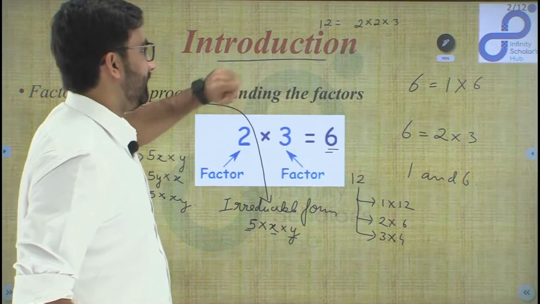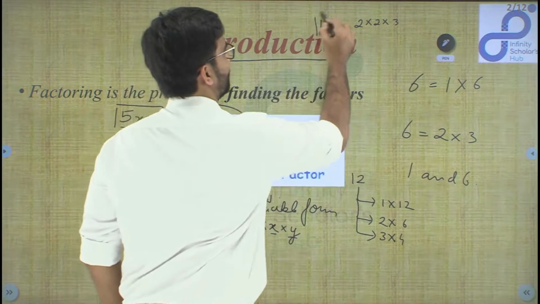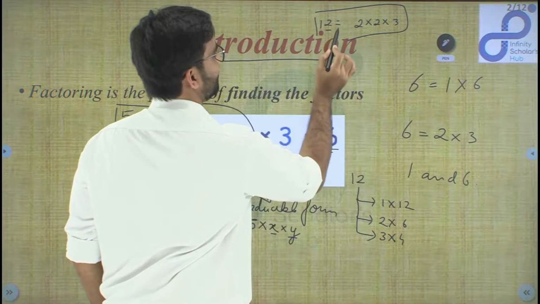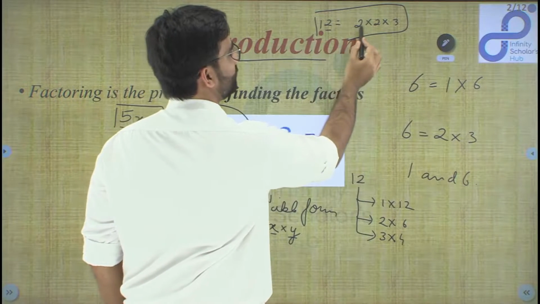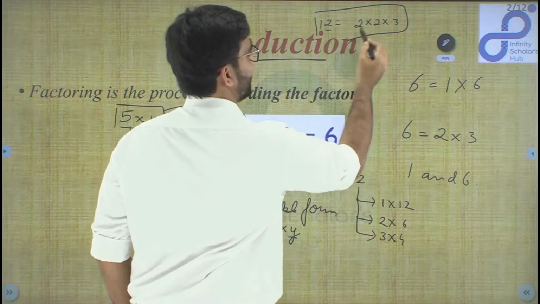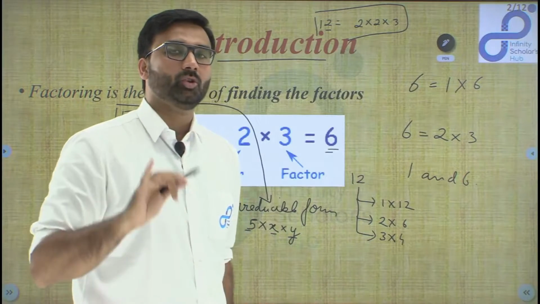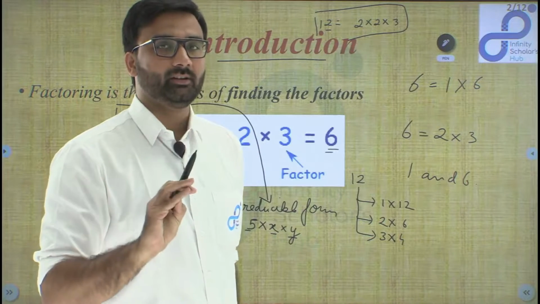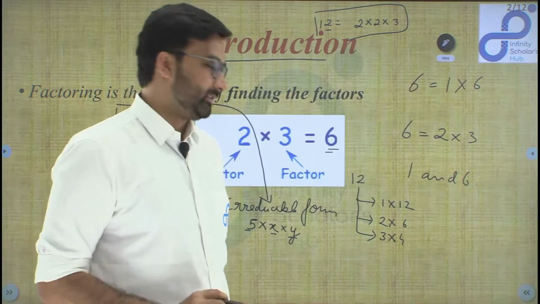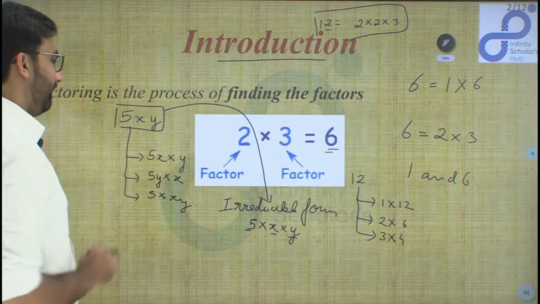This is very much similar to the prime factorization over here. If you see properly, the prime factorization of 12 has 2, 2 and 3. You cannot find further factors. So the meaning of irreducible form is necessary for you to understand. I hope you all have understood this.